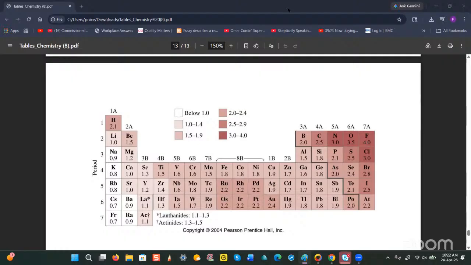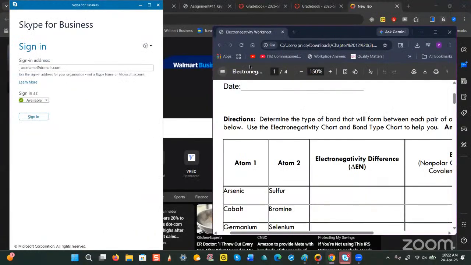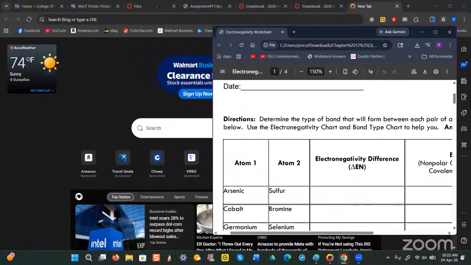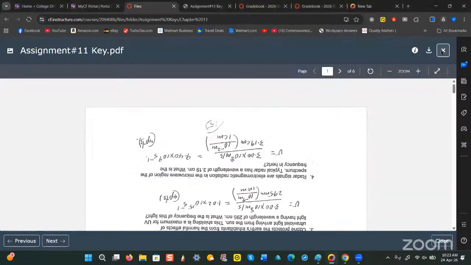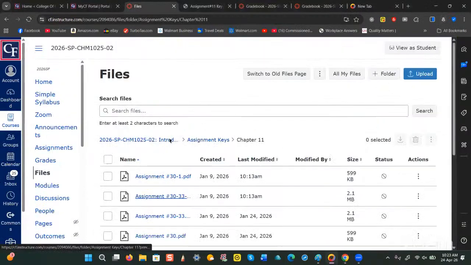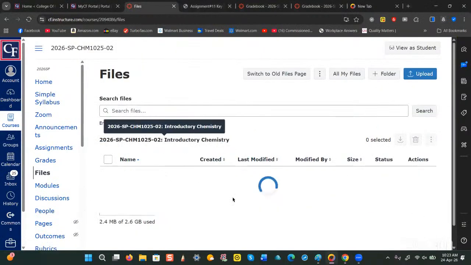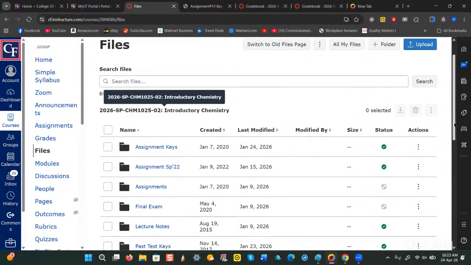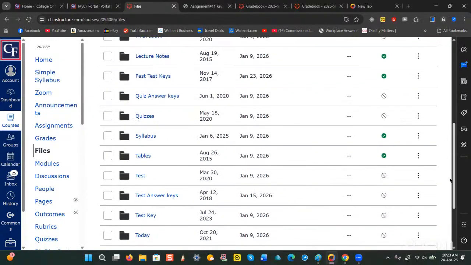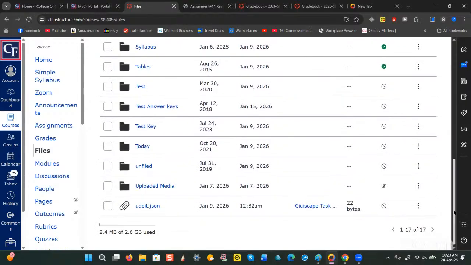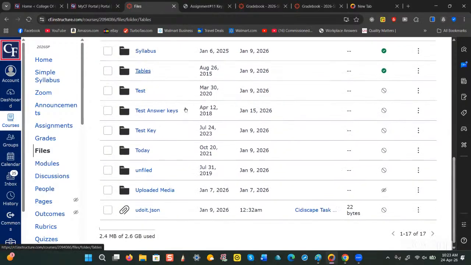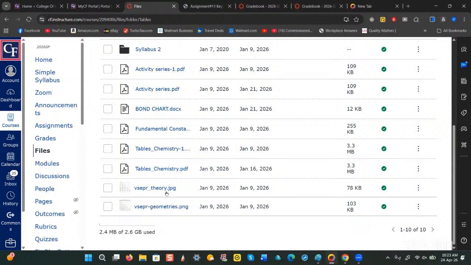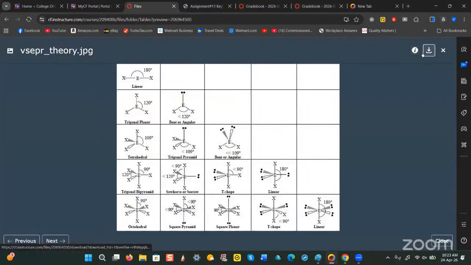Let me see if I can bring this up here. Let me minimize this here. Get rid of that. Go to files. And let me back up to here. And where is it? Oh, let me go tables. Okay, so this is the chart right here. I'm downloading it right now.